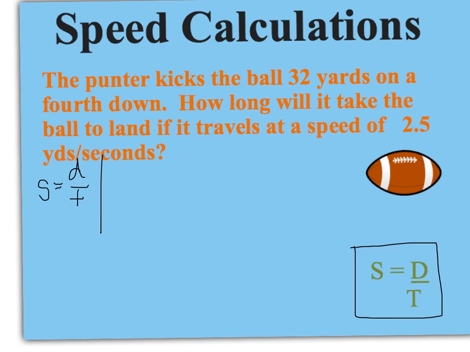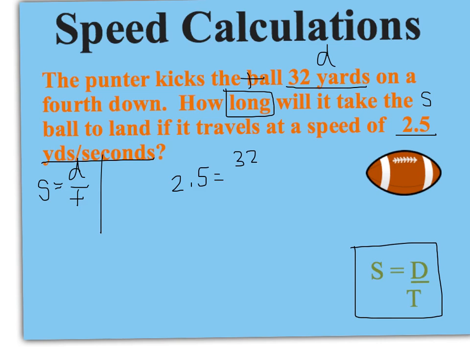The punter kicks the ball 32 yards, that's distance, on a 4th down. How long, that's time, will it take the ball to land if it travels at a speed of 2.5 yards per second? That's the speed. So for this problem, I am looking for the t, and I know the speed and the distance. So I plug in what I know. 2.5 is the speed, equals a distance of 32 divided by the time.